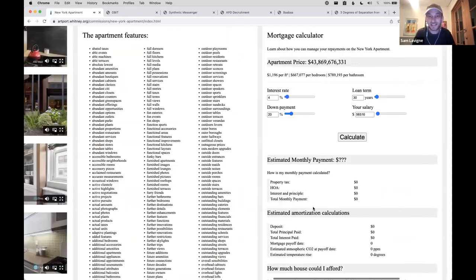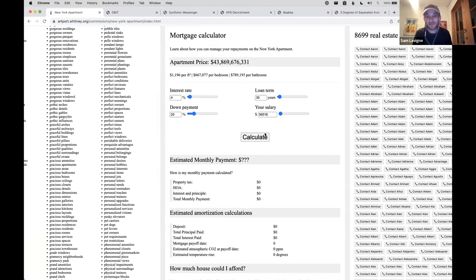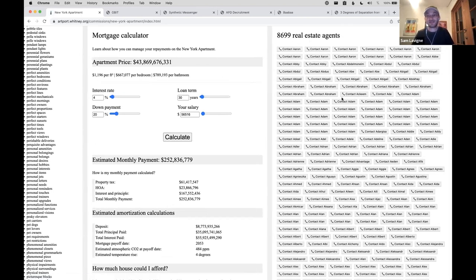Adjective noun combinations, of course, the mortgage calculator. You've got to have a mortgage calculator, right? So it's like, if your salary is $56,000, your estimated monthly payment would be $252 million, right? And so on. And then it ends with a listing of all of the real estate agents in New York.